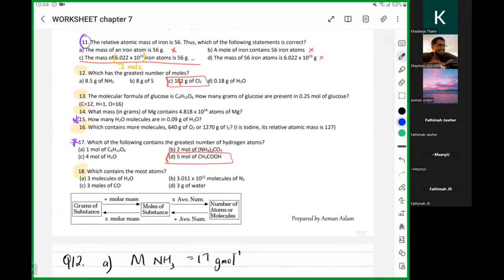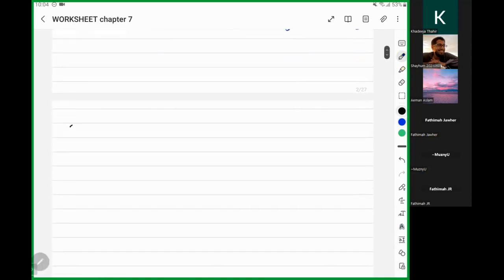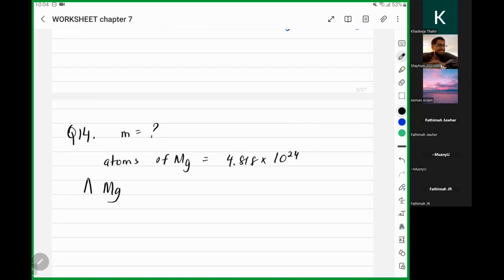14. What mass in grams of magnesium contains 4.818 into 10 to the power 24 atoms of magnesium? Okay, it's like this. Don't get confused. So they're asking you the mass. That's the question. They have given you the number of atoms of magnesium as 4.818 into 10 to the power 24. So how will you do this? And magnesium, the relative atomic mass is 24. Okay.